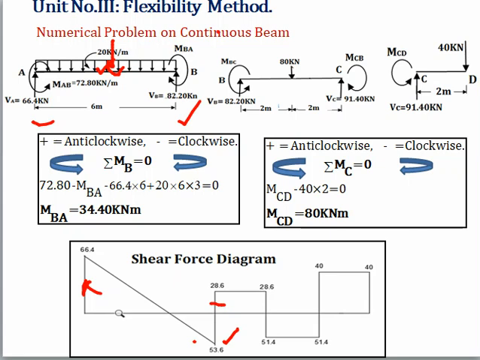Now here there is no load, so up to 80 it will be a straight line. So 28.6 minus 80, you will get minus 51.4. Again from 80 to C, no load, so straight line. So minus 51.4 plus this reaction, the total reaction, 91.40, you have 40. Then again from C to D, no load, so move toward the point load. Then this 40 minus 40, you will reach 0. So this is your shear force diagram.